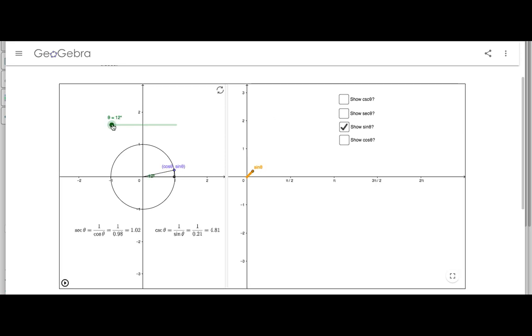As I graph sine for you, I ask you to try to visualize what cosecant is going to look like. Where are the vertical asymptotes going to be? And where are the maximums and minimums of sine and cosecant going to coincide? Where are the horseshoes going to be? So here we go.